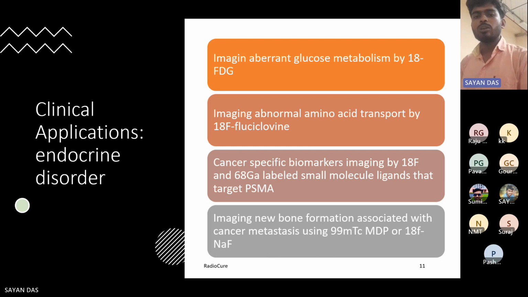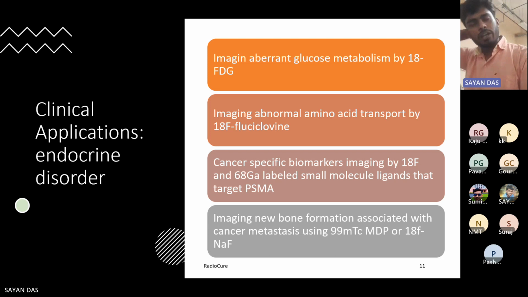So in this way, we can use FDG, we can use fluciclovine, we can use small molecule targets labeled with gallium 68 or fluorine 18, and also we can use technetium 99m MDP or 18 fluorine sodium fluoride to actually know and study the cancer outcomes.